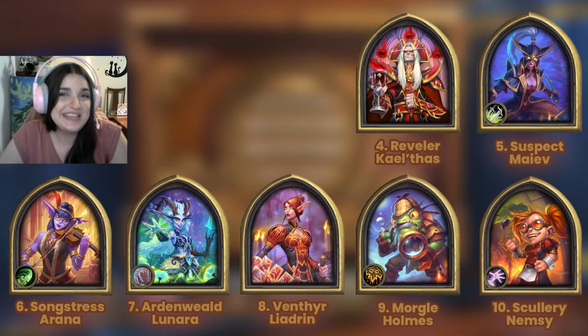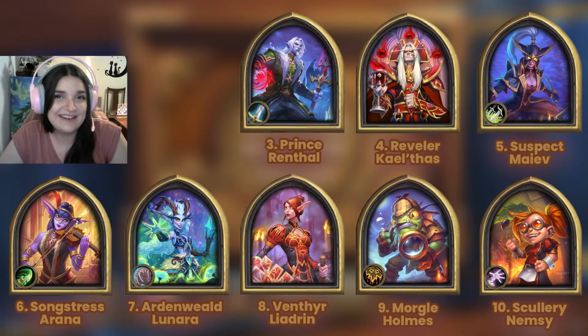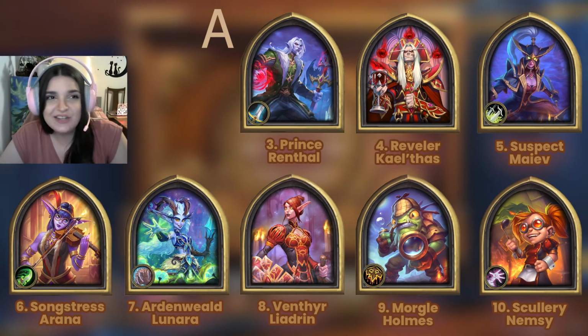So, number 3 is Prince Renathal. Its average tier is A, and I wouldn't really agree with this one. I like the skin better. I placed it in S+ tier. But on the other hand, A is still a high tier, and I'm happy that my community actually liked this skin enough to place it there.